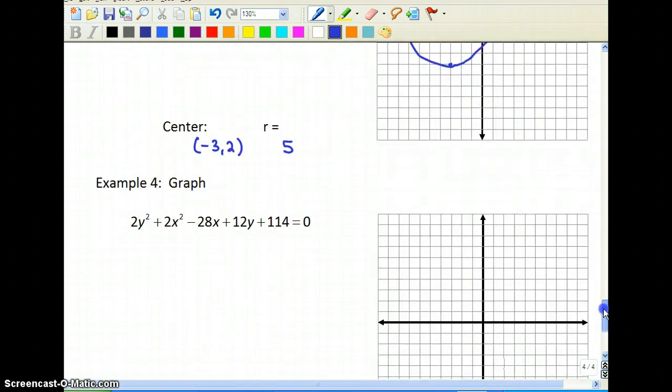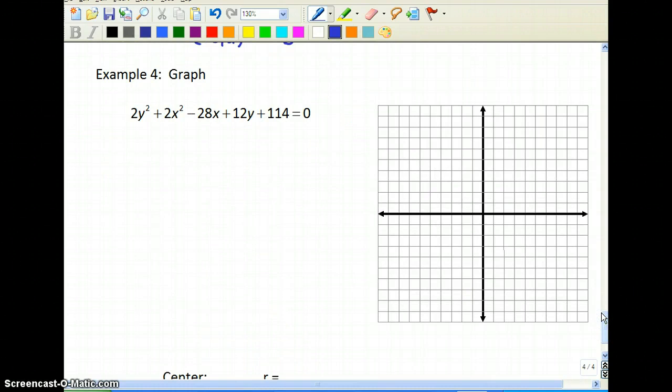Alright, we'll practice one more, complete the square. Now this one, of course, is going to be more difficult because you see you have coefficients. So organize first. 2x squared minus 28x. Might even want to put that in parentheses. Plus 2y squared plus 12y. And let's move the 114 to the other side so it's negative.